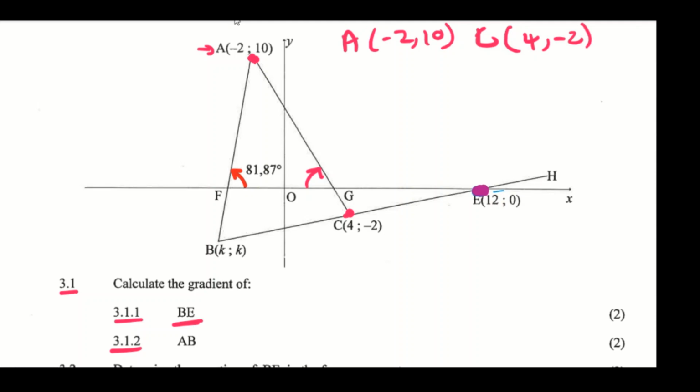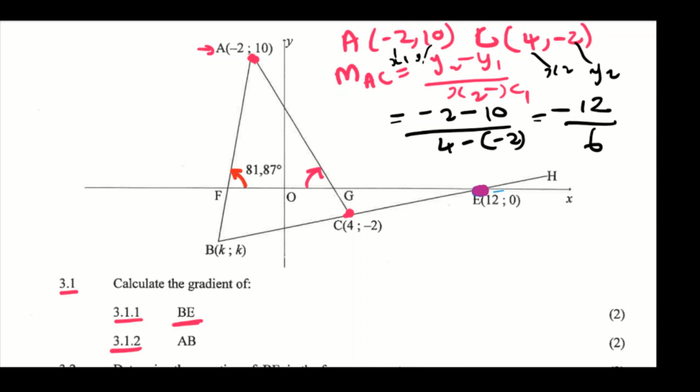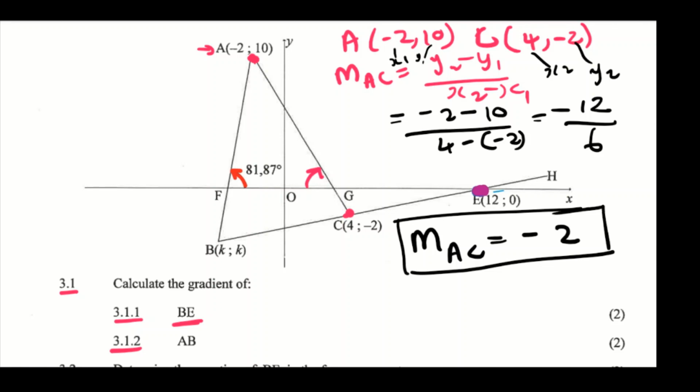So to find the gradient of this line, you're going to say m of AC is equal to (y2 - y1) over (x2 - x1), with this being x1, this being y1, this being x2, this being y2. So you're going to have (-2 - 10) divided by (4 - (-2)), so it's -12 over 6. So the gradient of AC is going to be equal to -2.